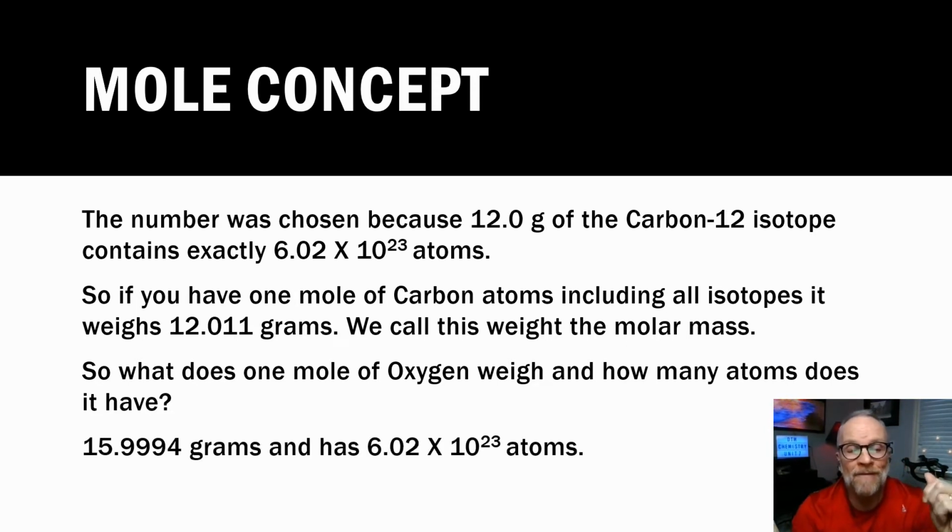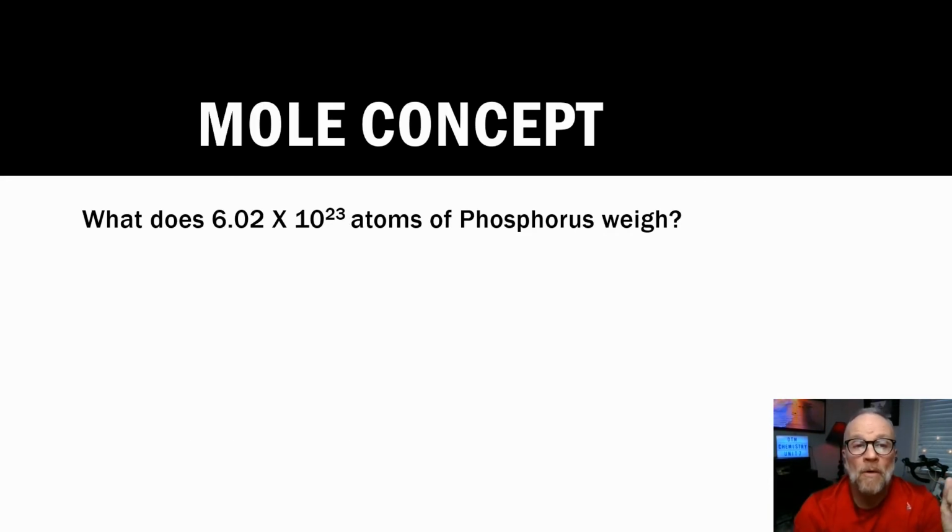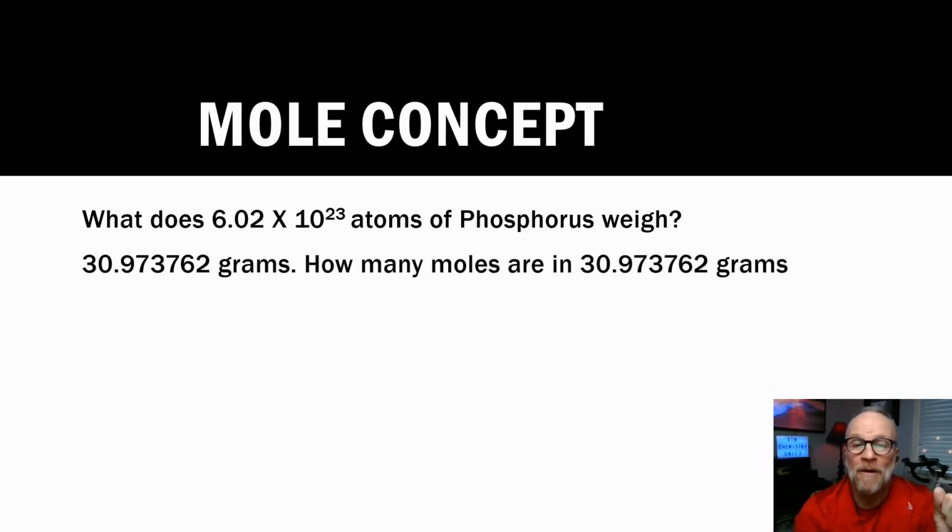Okay, so here we have 15.99 grams and 6.02 times 10 to the 23rd atoms. What does 6.02 times 10 to the 23rd atoms of phosphorus weigh? I'll let you think about that for a minute. You can look it up on the periodic table. It would weigh 30.973. That's a big old long number. It must have a very precise scale to weigh something with that many decimals, right?